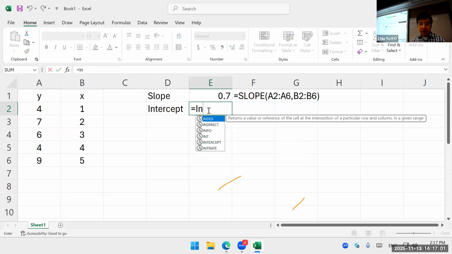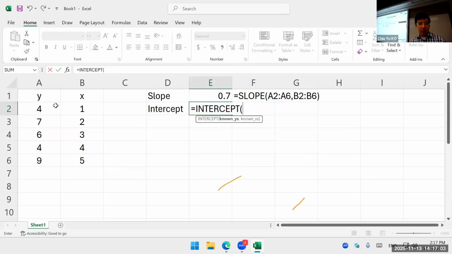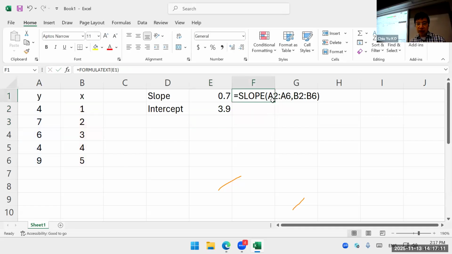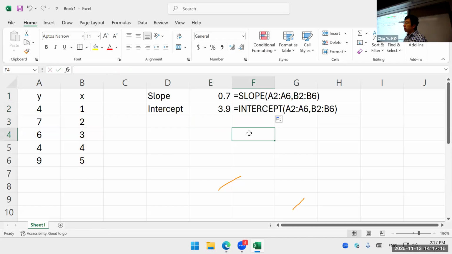Intercept is just the same. Intercept, A2 to A6 and B2 to B6, then you're done. Okay. So this is the very quick way to do the slope and intercept.